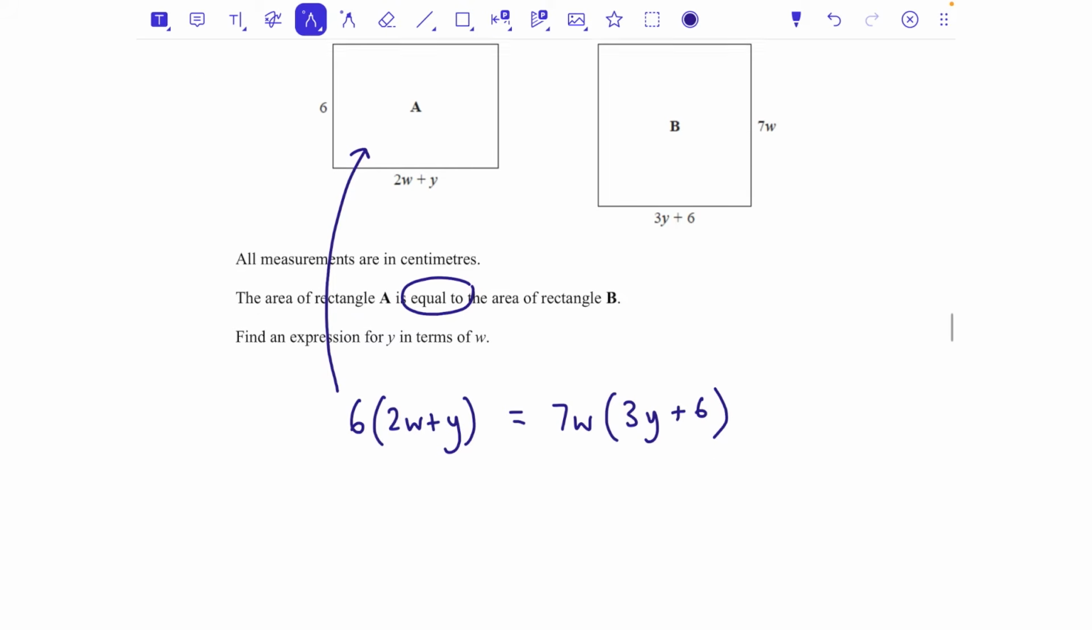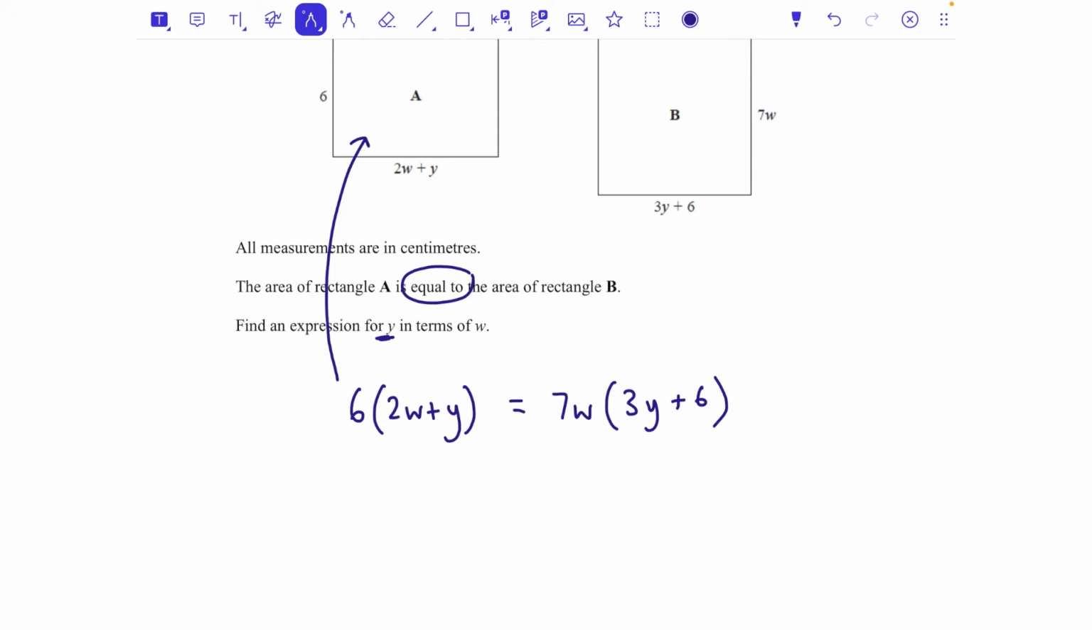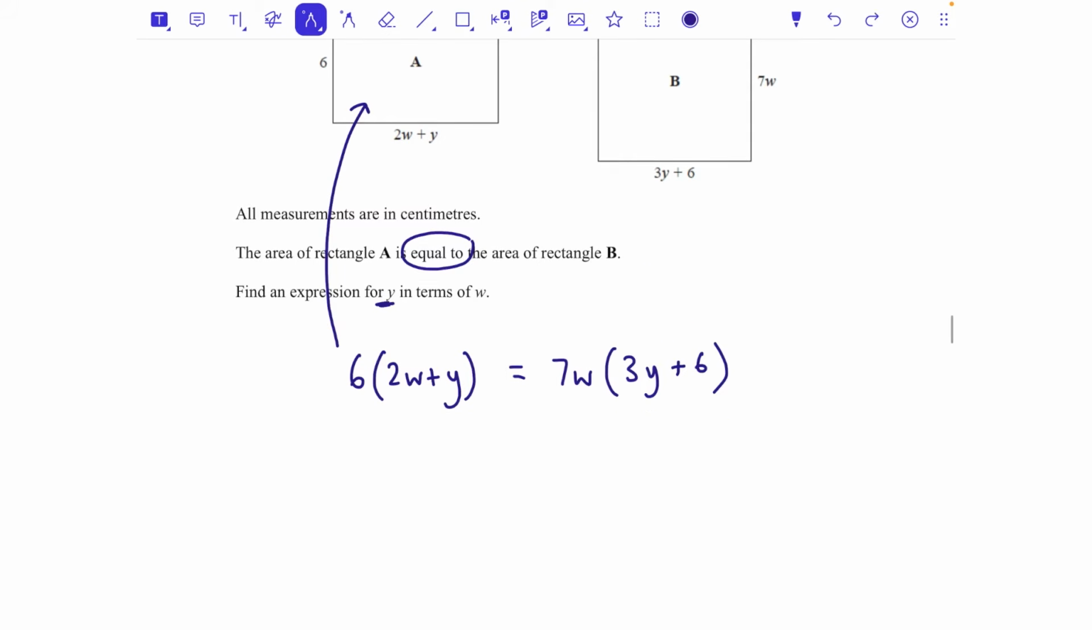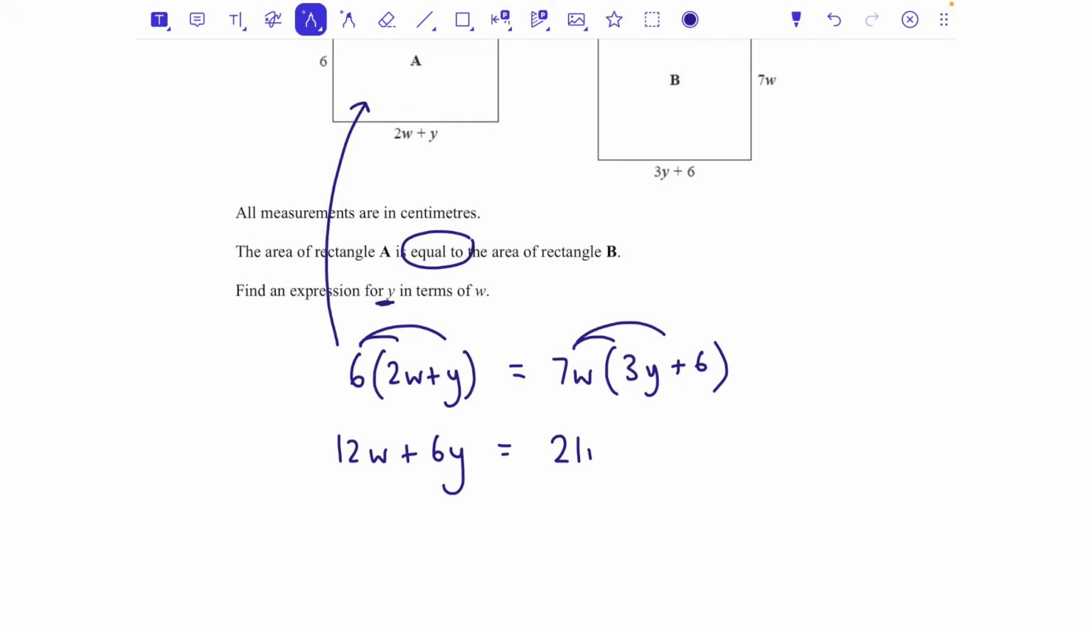Find an expression for y in terms of w means we want it to be y equals, and then everything else on the other side with just w's in that expression. So we want y on its own and everything else on the other side. Let's start by expanding these brackets. That's going to be 12w add 6y is 21wy add 42w. I'm doing this times this and this times this, this times this and this times this.